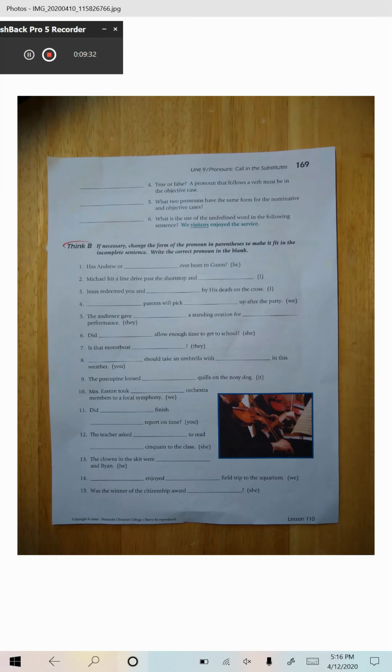Okay, we're back again. Let's finish that section on page 169. True or false? A pronoun that follows a verb must be in the objective case.